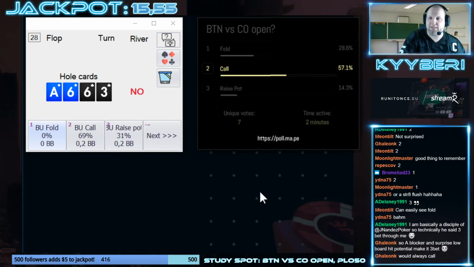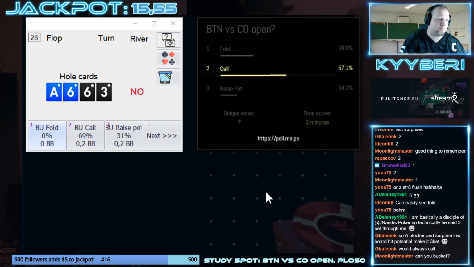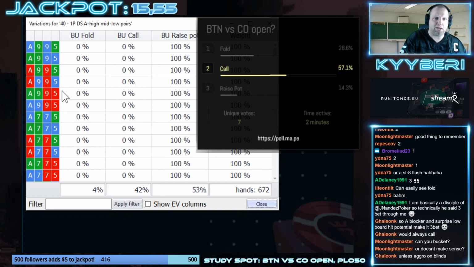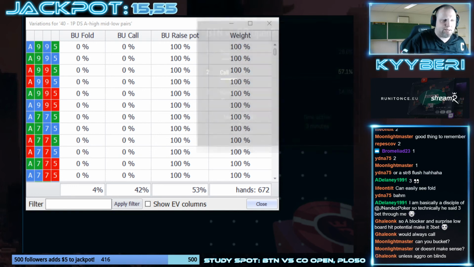I don't know what makes it a 3-bet. I don't even want to guess. So the whole bucket of double suited ace high mid low pair is 53% 3-bet, which is insane. I think I learned a lot in the past minute. Let's hide that one.